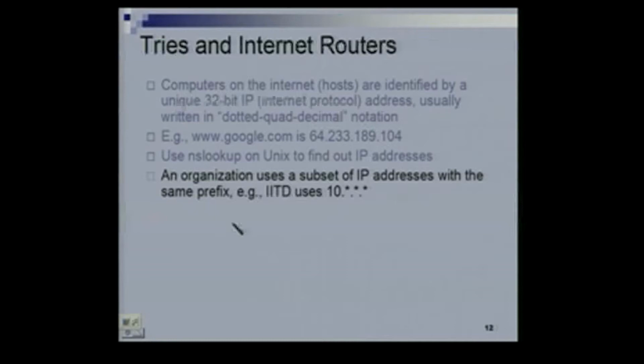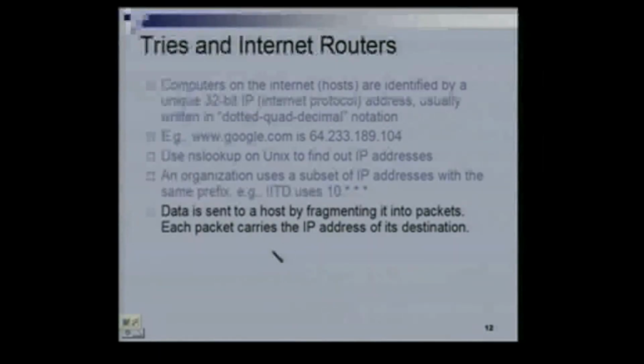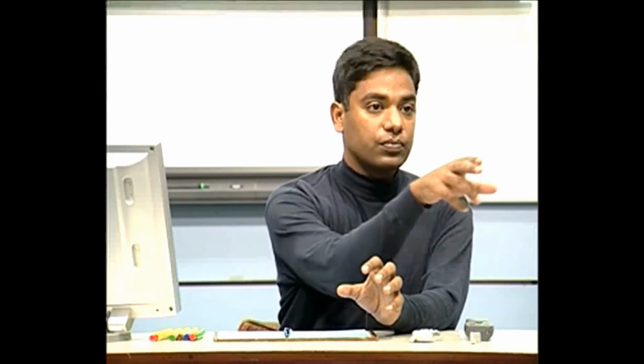So a particular organization just uses addresses which are all related in a certain manner, right? So for instance, although this is a private address, not such a great example, all IIT Delhi addresses, all internal addresses of ours will look something like 10 dot something. Okay. Now how is routing done? In a router, when a packet comes in, it has an IP address written to it, right? Now inside the router there is a table which says what to do with that address.